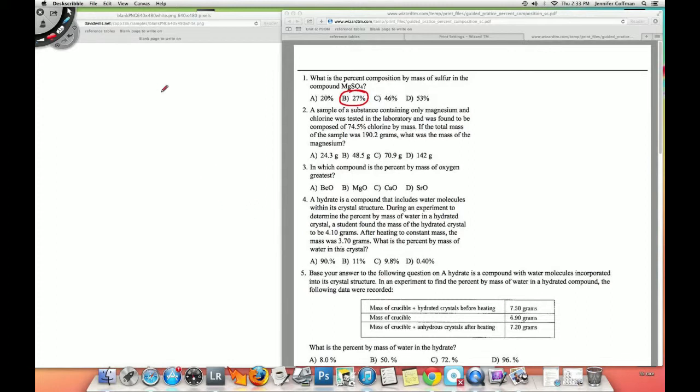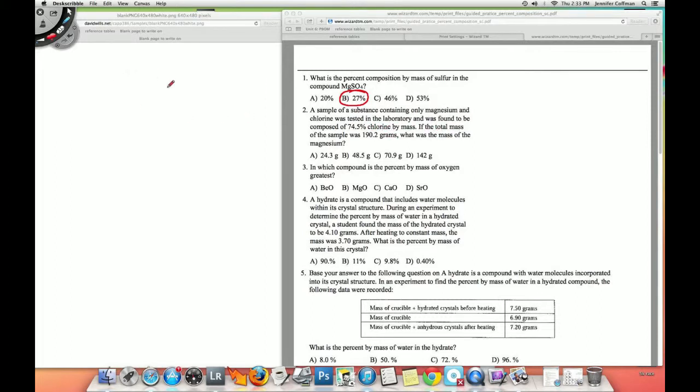In the second question, a sample of a substance containing only magnesium and chlorine was tested in the lab and found to be composed of 74.5% chlorine by mass. The total mass of the sample was 190.2 grams. What is the mass of the magnesium?